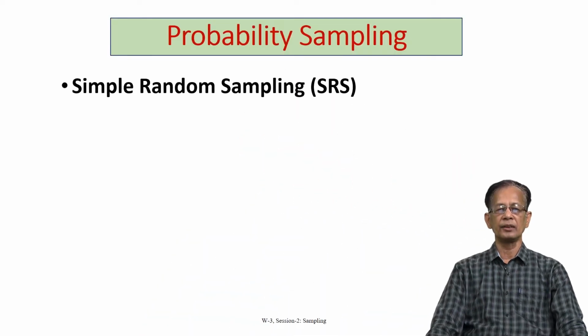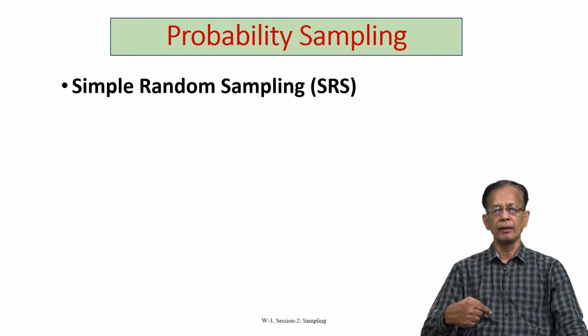Now, let us go to the set of probability sampling methods. First and foremost, and the most popular sampling method among researchers, is called simple random sampling, or in short SRS. Let me tell you, this simple random sampling can again be of two types: one with replacement and the other without replacement. Suppose you are selecting one and then replacing it back, that is called with replacement. And once one is selected and you do not replace it again, that is called without replacement.